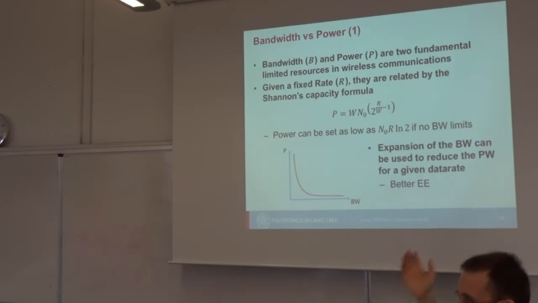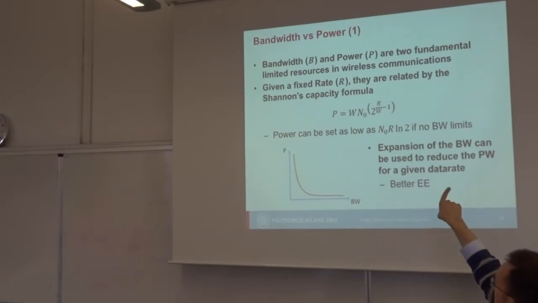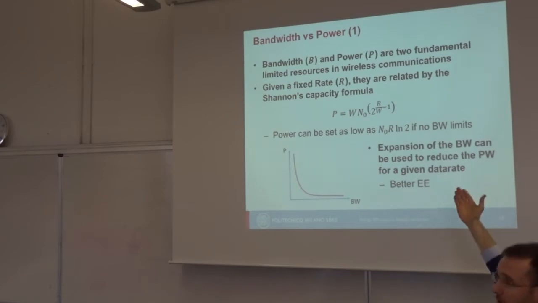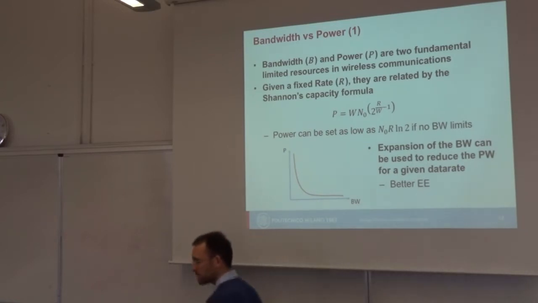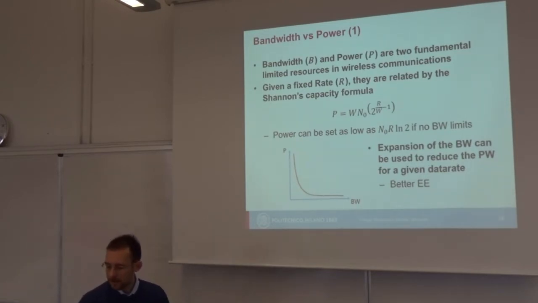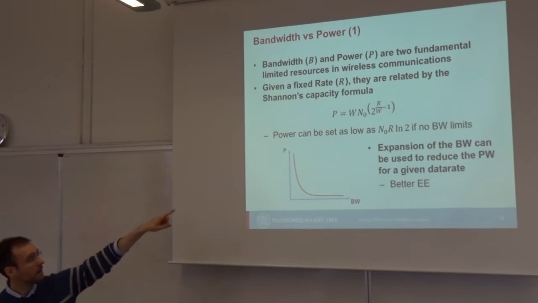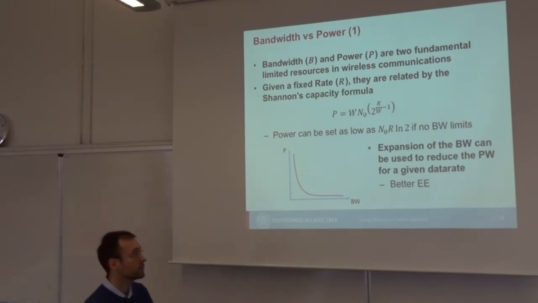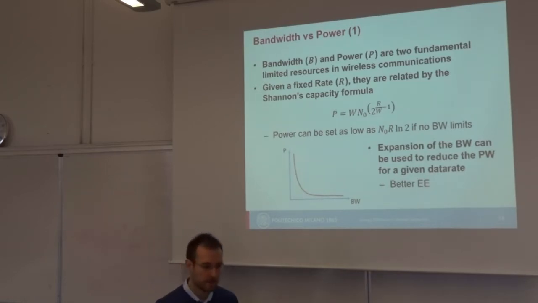Of course, everybody knows the Shannon capacity formula, and if you play a little bit with it, you obtain this dependence. The power is a function of the bandwidth W. And if you play a little bit with the asymptotic behavior of this equation, you have that if you have infinite bandwidth, you can achieve your target rate with a power which is as low as N0 times R times ln 2. But of course it happens when you have no bandwidth limit.